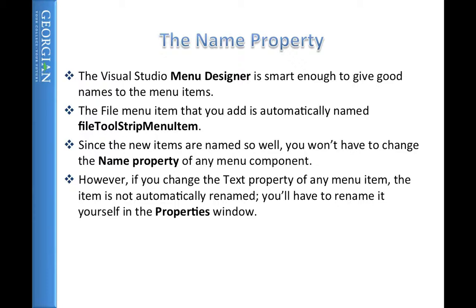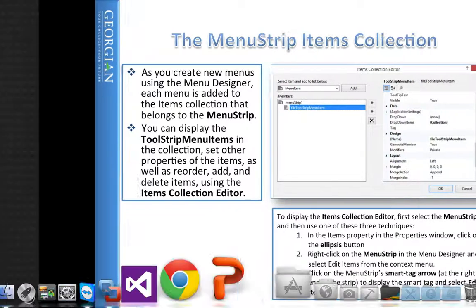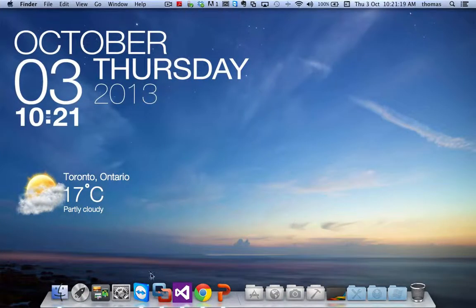And the same thing, you can change the name property if you want. Like, let's say, for example, you really don't like File Tool Strip Menu Item as the name of your object. You can change it, but I recommend that you leave it alone. There's another way to change stuff, and you have a lot more control from this perspective if you do it this way. You can use the menu designer. So let's take a look at that if I shift back into Visual Studio here.